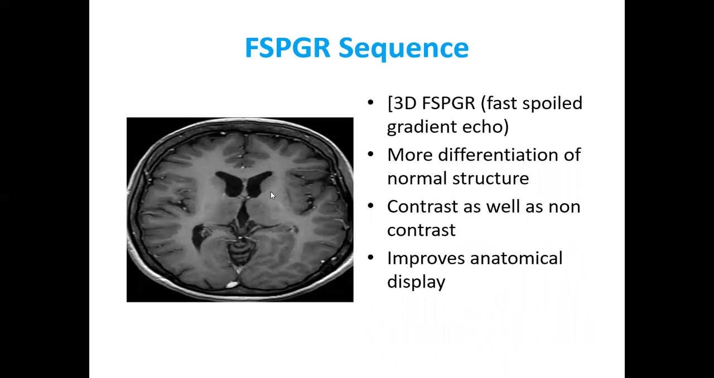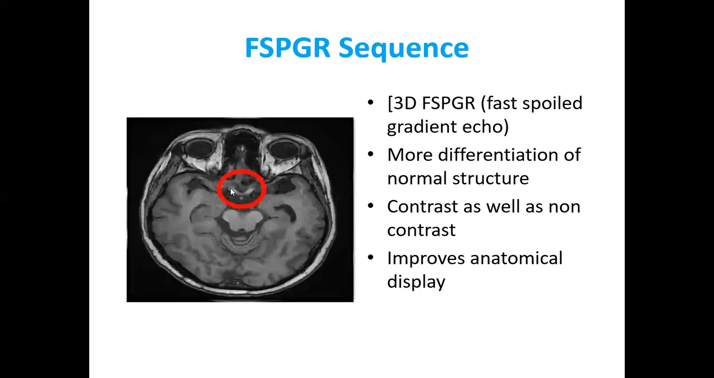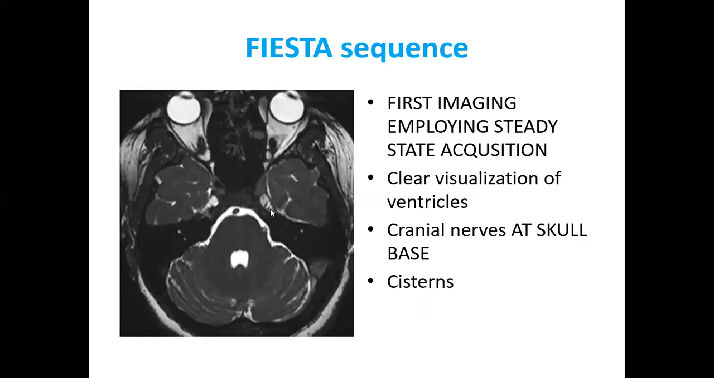FS-PGR sequence is another sequence where you can identify the normal anatomy very easily, and you can get contrast as well as normal images. It improves anatomical display. You can see here the optic chiasma very nicely. So that is the sequence called FS-PGR sequence.